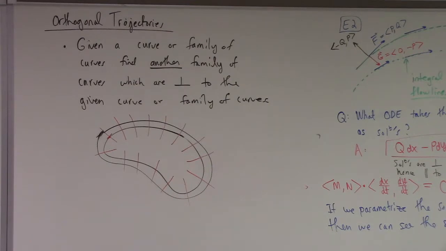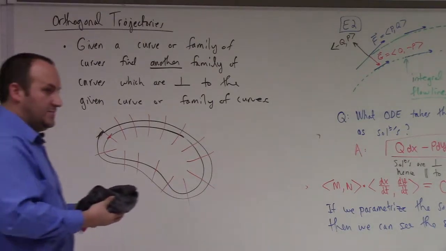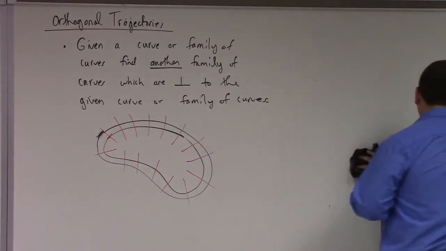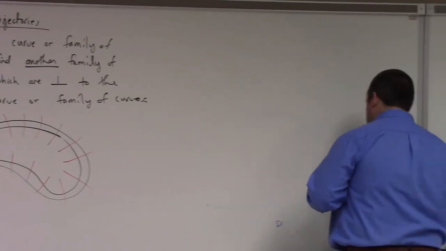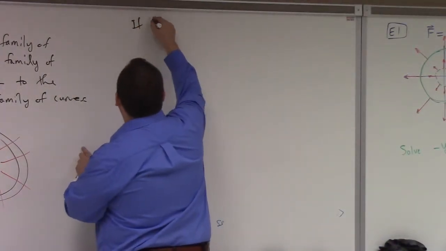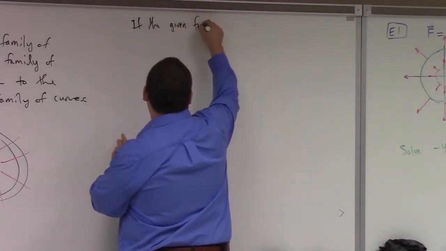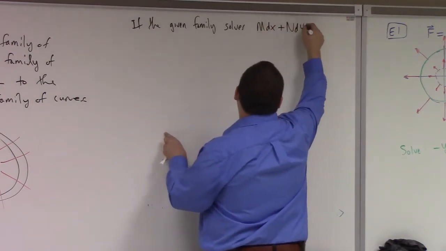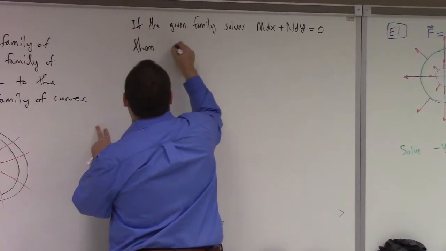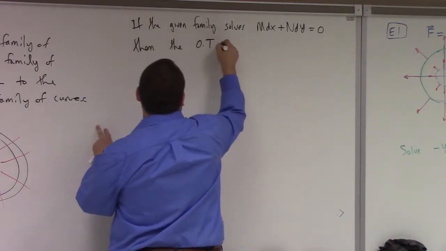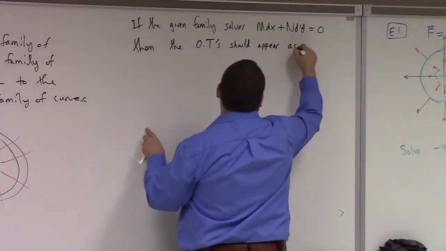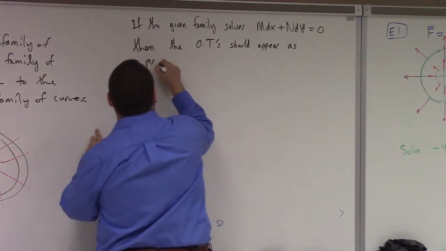So if you've understood some of the geometry I've shared with you already today for the problem of studying flow lines of vectors, it's not hard to see what to do. I think we can pretty well see the following claim is going to be true. If the given family solves m dx plus n dy equals 0, then the orthogonal trajectory should appear as solutions to what?